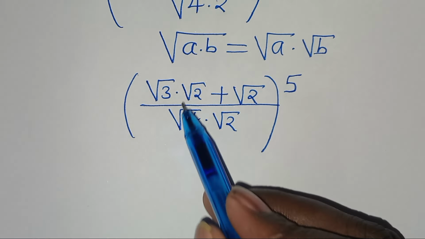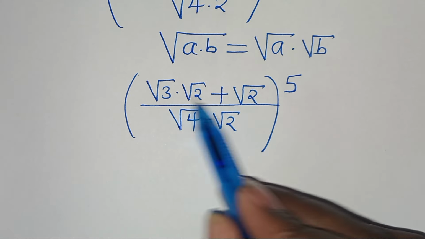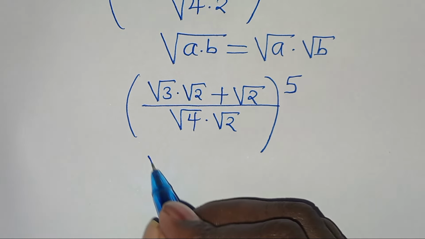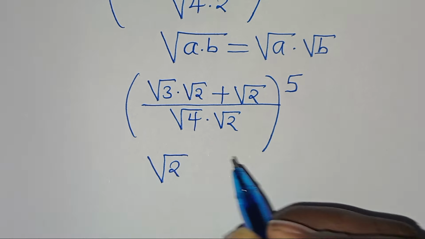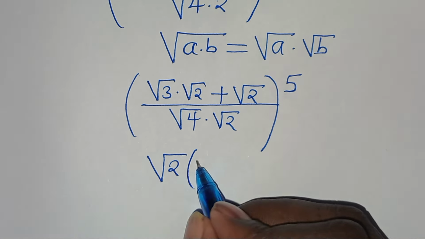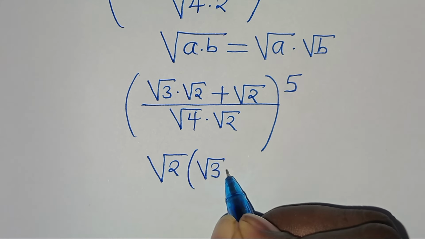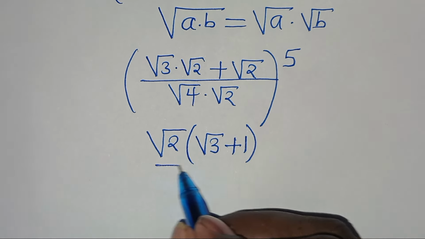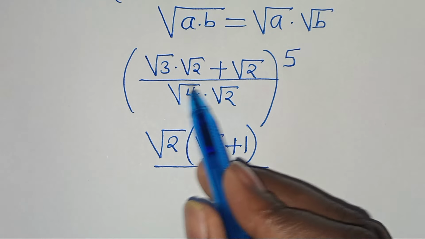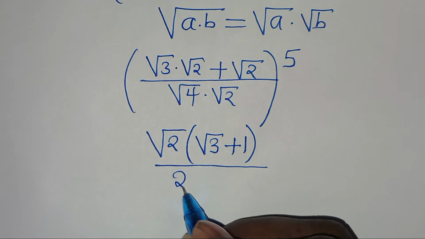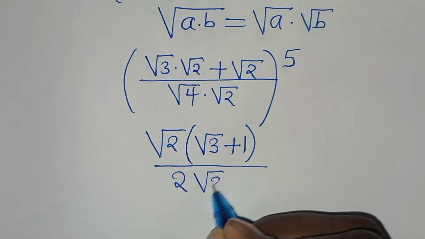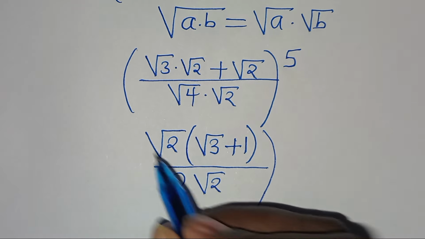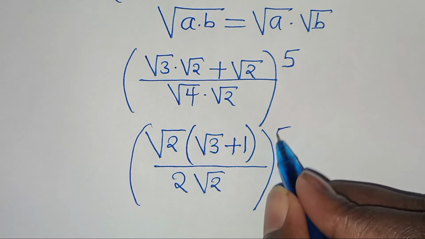Now, this square root of 2 is common in the numerator, so we can factor out square root of 2 into the parentheses. This is the square root of 3 plus 1, close the parentheses, everything here divided by square root of 4, this is 2, multiplied by square root of 2, everything here raised to the power of 5.